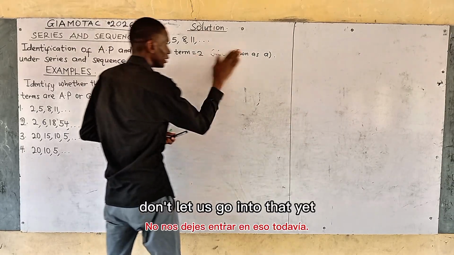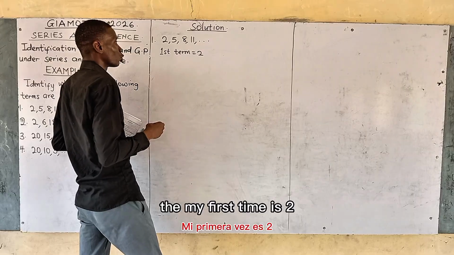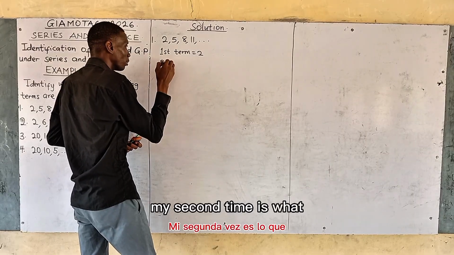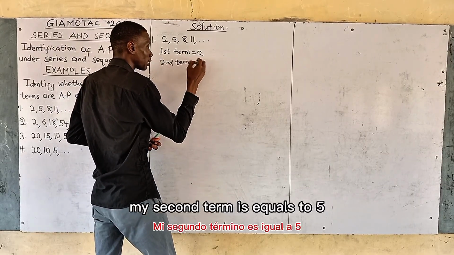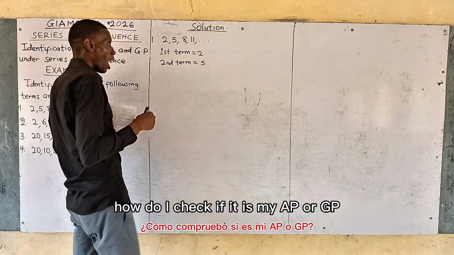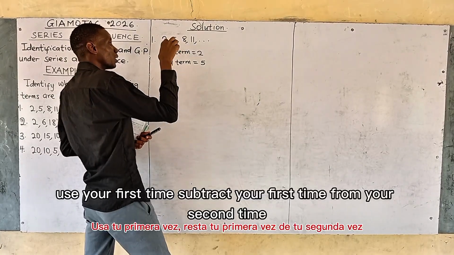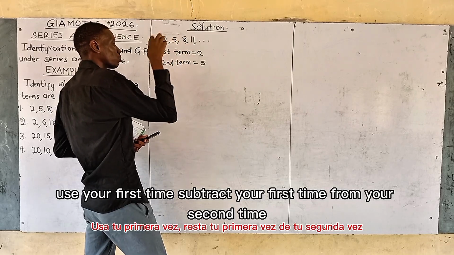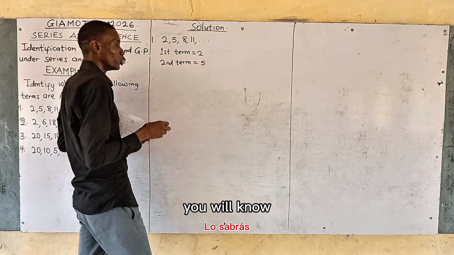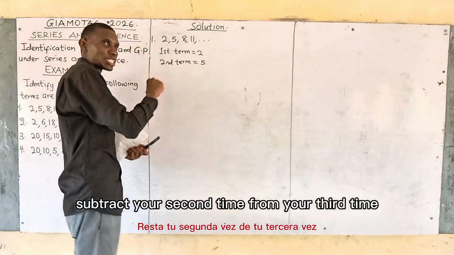My first term is 2. My second term is what? My second term is equal to 5. How do I check if it is my AP or GP? Use your first term. Subtract your first term from your second term. You will know. Subtract your second term from your third term.